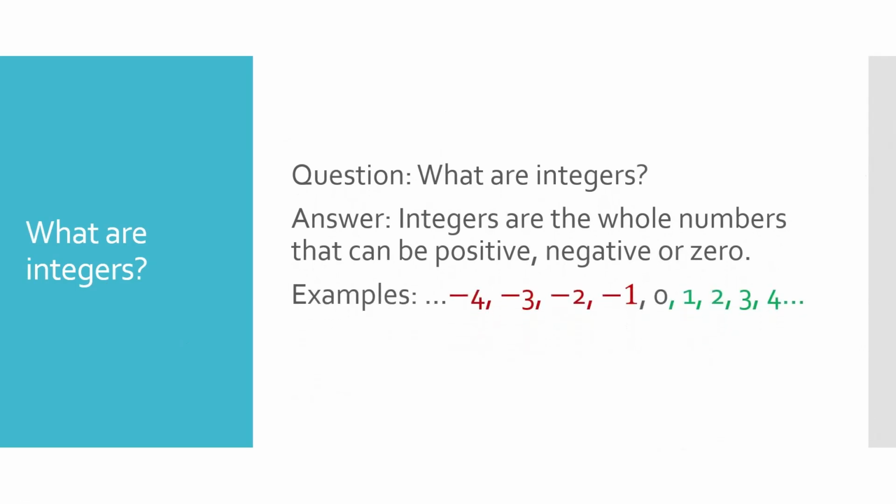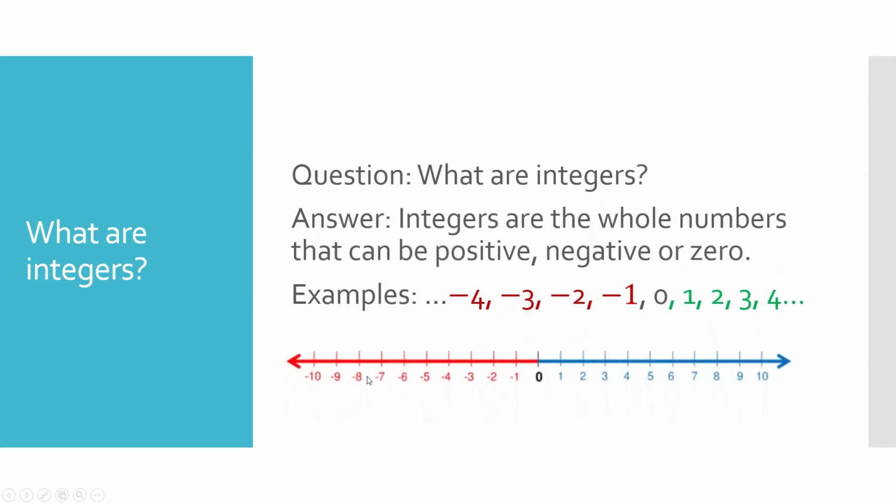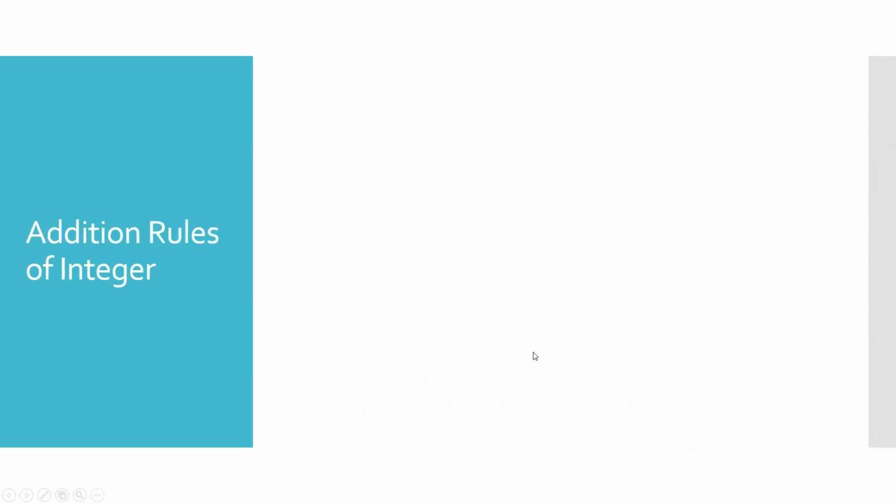So the examples are like you see, -4, -3, -2, -1, 0, 1, 2, 3, 4. All these are called integers. There are no other numbers, only the negative, positive, and 0. Now, on the number line, if you want to see the integers, I have given red marks for the negative numbers, blue marks for the positive numbers, and the middle neutral number 0. All these are integers. Let's come to the addition rules of integers.